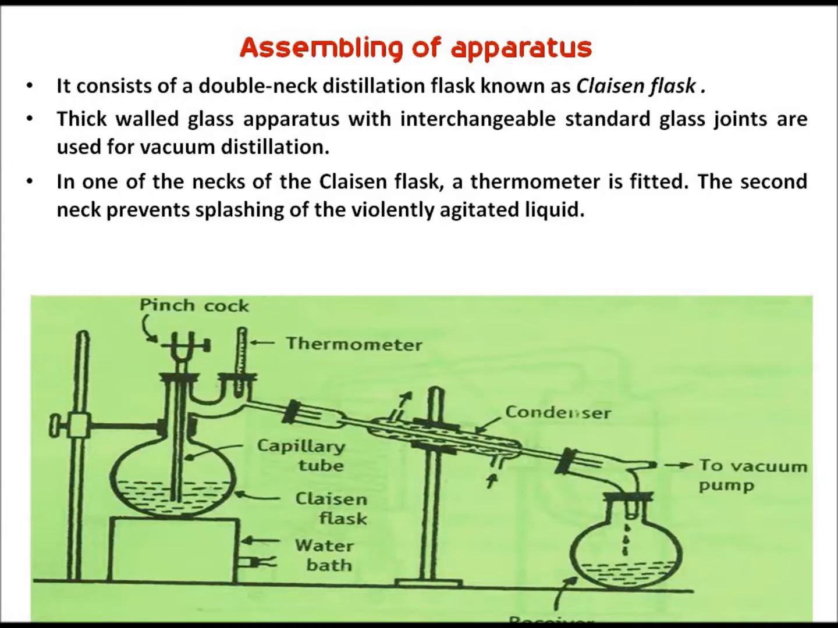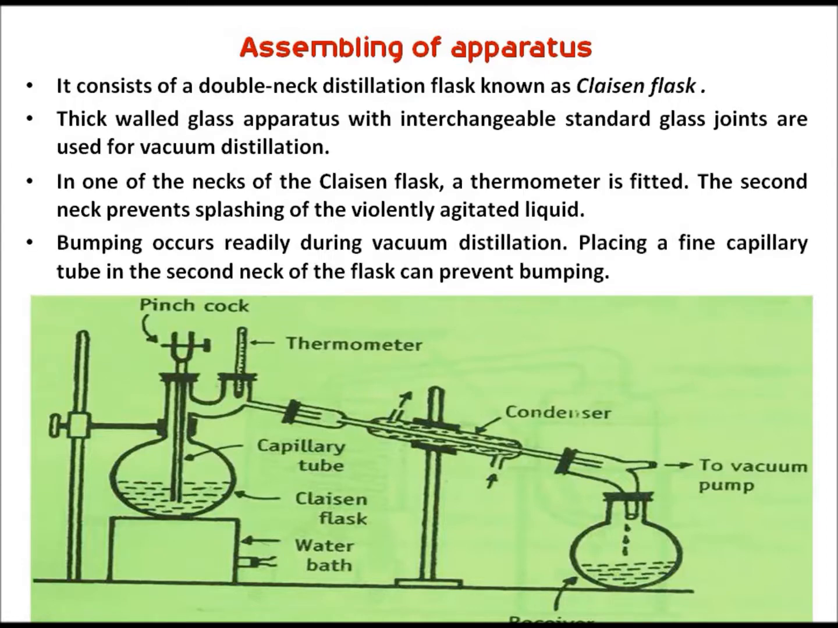As the heat is given here, the water will start splashing, right? Thus the second neck helps prevent the splashing of the water. Here you see a water bath is connected. Through this water bath, the water present in this Claisen flask is heated. I'm using the term water, but you can write it as a liquid. So the water bath is used to boil this liquid, right? Now, as the liquid starts boiling, bumping will form during the process of vacuum distillation.